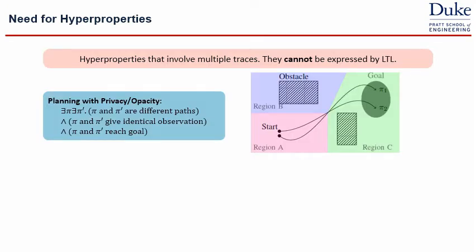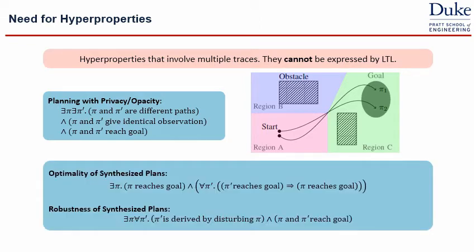Here is an example. It is a planning problem with a privacy or opacity objective. Specifically, consider the problem of synthesizing a path from a start region to a goal region. At each time, the position of the robot is not directly observable, but we can tell whether it is at region A or at region B or at region C. Then the opacity requires that for the synthesized path pi, there exists another path pi prime, such that both paths yield the same partial observation. Therefore, we cannot tell exactly whether the synthesized path is pi or pi prime.